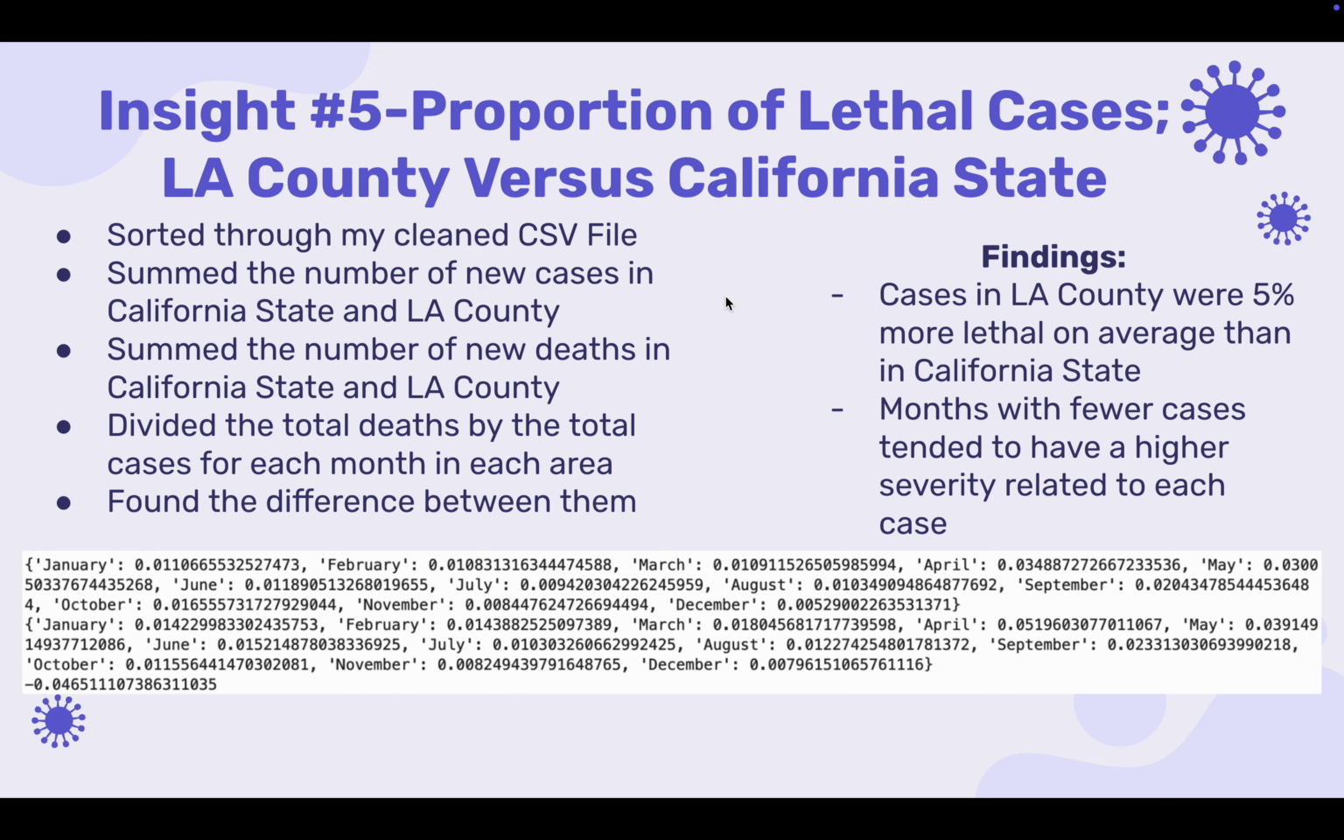And my fifth insight, I wanted to find the proportion of lethal cases in LA County versus California State. So I sorted through that CSV file again, summed the number of new cases, summed the number of deaths, and divided the deaths by the new cases to find the proportion of cases that were lethal. As you can see, I made a dictionary for each month. Right here you can see, and then I subtracted California from LA. You can see I got negative 4.6%, and that meant that cases in LA County were 5% more lethal on average than in California State, and months with fewer cases tended to have higher severity.